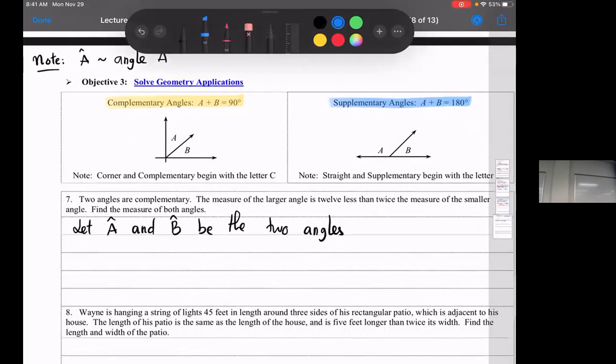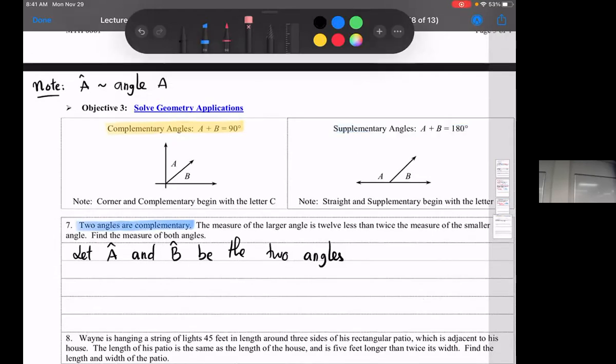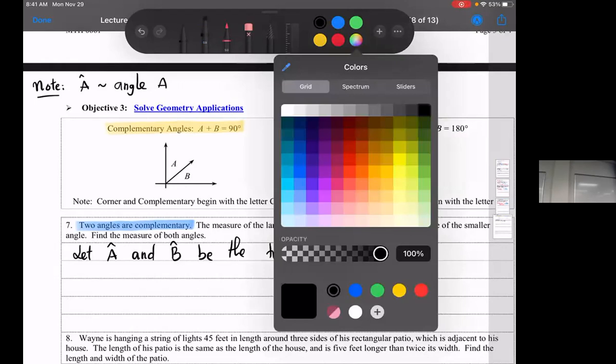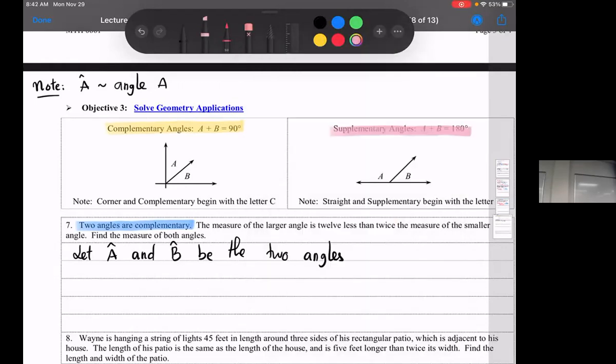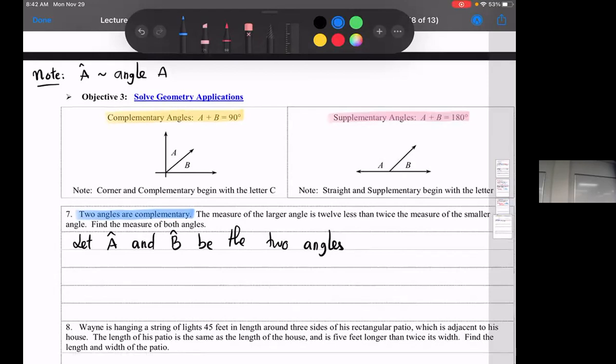Two angles are complementary. So what does that mean? Let me highlight in a different color, because I don't want you to think that I have any relationship with the one I highlighted in the problem. So that means A hat plus B hat equals 90 degrees.